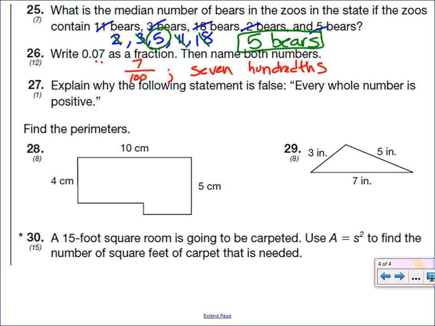Explain why the following statement is false. Every whole number is positive. Well, whole numbers start with 0 and then they go forward positive. So everything but 0 is positive for whole numbers, but 0 is a whole number, but it is not considered positive. It's neither positive nor negative.